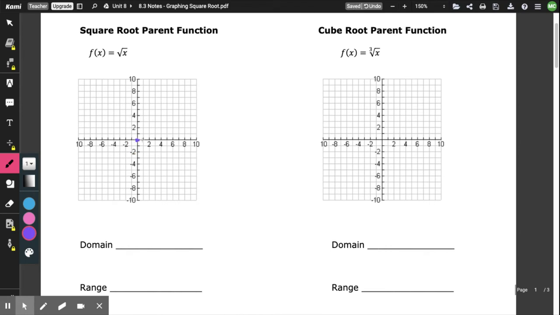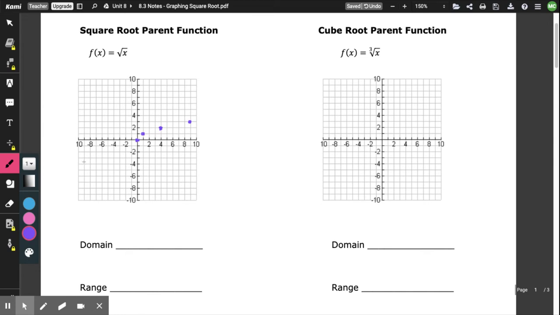Then it's got a point at 1, 1, because the square root of 1 is 1. And then there's another point at 4, 2, because the square root of 4 is 2. And then there's another one that fits on this graph at 9, 3, because the square root of 9 is 3.